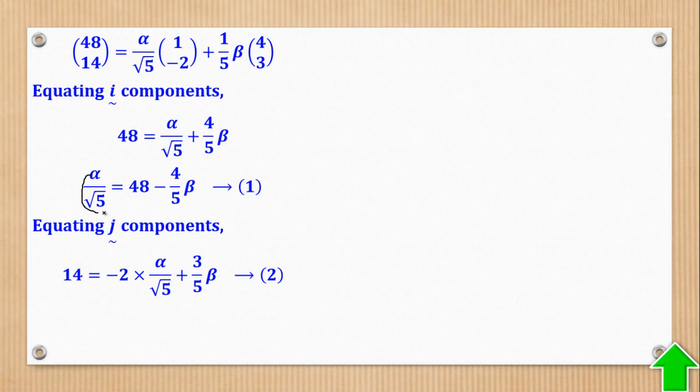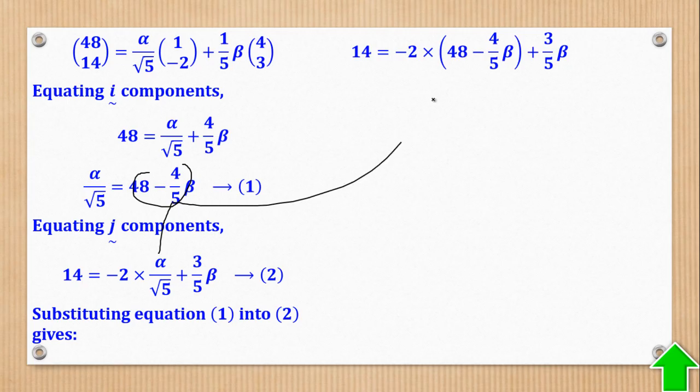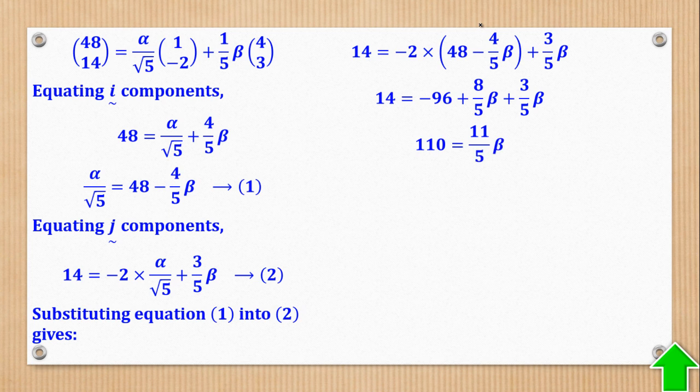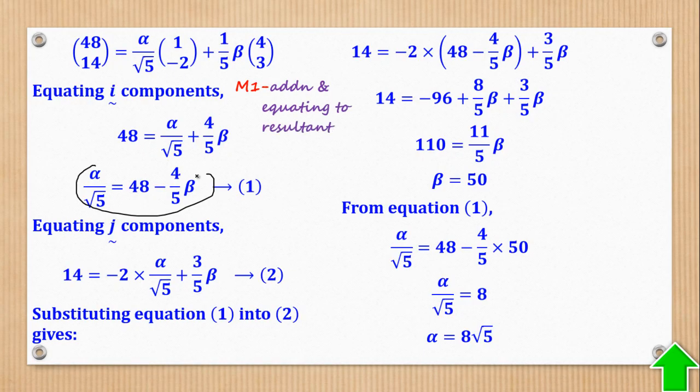Then you realize that this is here. So that means I'm going to substitute equation 1 into equation 2. The whole of this has replaced this here. So now I have only one unknown. I can simplify and make beta the subject, and that's what they wanted. They also wanted the value of alpha. So I can come back here and substitute for beta to make alpha the subject. And that's what they wanted.